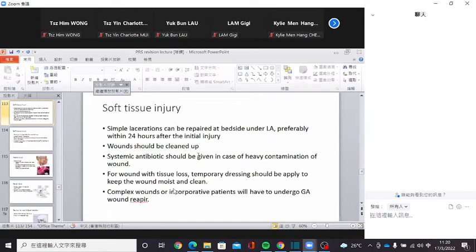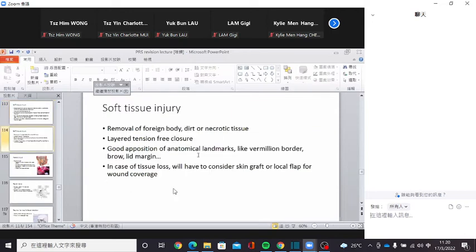For a wound with tissue loss, we can temporarily dress it to keep it moist and clean, and then we can go for a definitive repair by skin graft or sometimes a local flap when the wound is in better condition. So remove foreign body, dirt, necrotic area, and do layered tension-free closure. Good apposition of the anatomical landmarks, like over the lip, you have to match the vermilion border, the brow, the lid margin, because a difference as tiny as 1 millimeter is noticeable. So tissue loss, skin graft, or local flap.